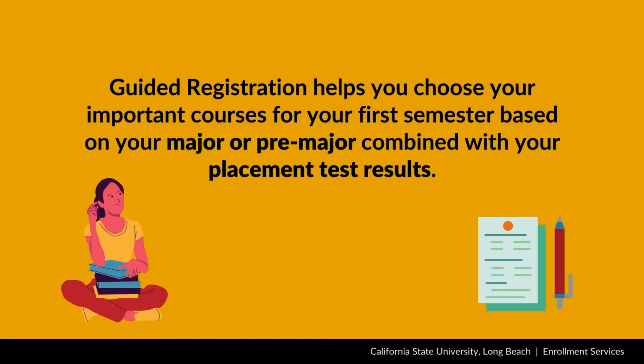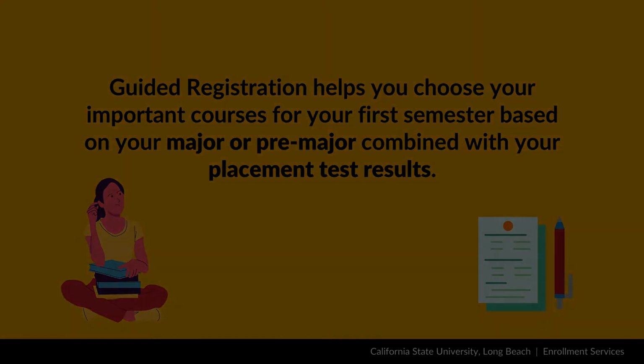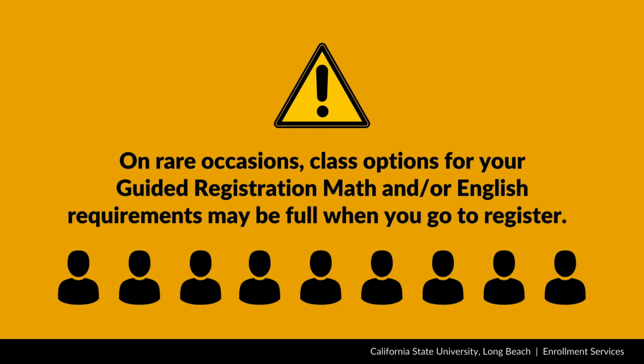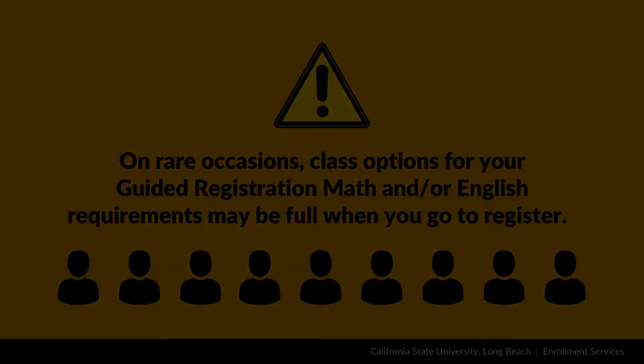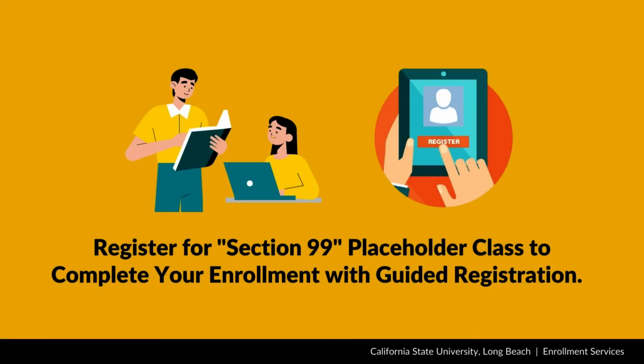Guided registration is a support tool in My CSULB Student Center that helps you choose required courses for your first semester. When you enroll, guided registration will personalize your course options based on your major or pre-major requirements and any placement test results. On rare occasions, all class options for your guided registration math and/or English requirements may be full when you go to register. When this happens, you will need to register for a placeholder class or Section 9.9 to complete your enrollment.